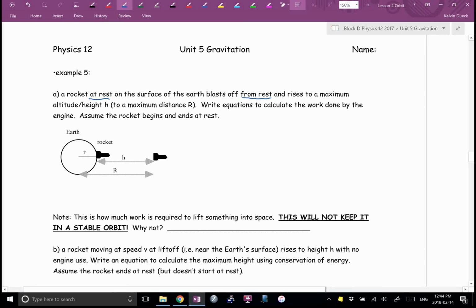So I can't use force times distance because the force is changing the further I get from the planet. So I'm going to have to use the longer version of work, which is the change in potential plus the change in kinetic. Can you read to me, Ange, the last sentence of the question? Assuming the rocket begins and ends at rest. So, what's that mean? There's no kinetic energy. No change in kinetic energy, and no kinetic energy because they're both at rest.